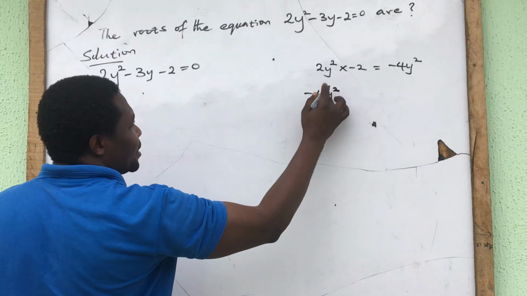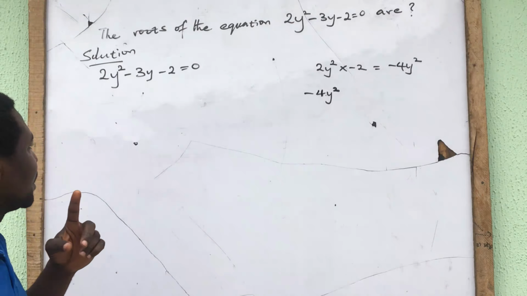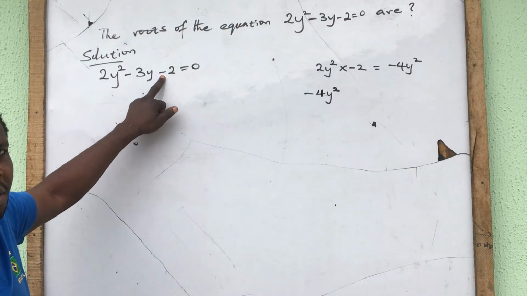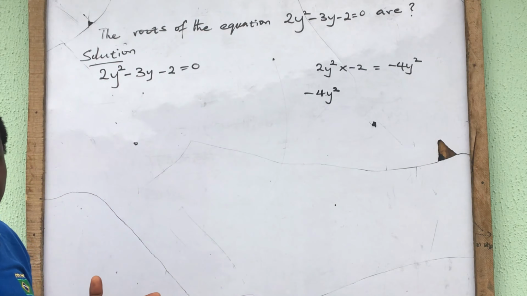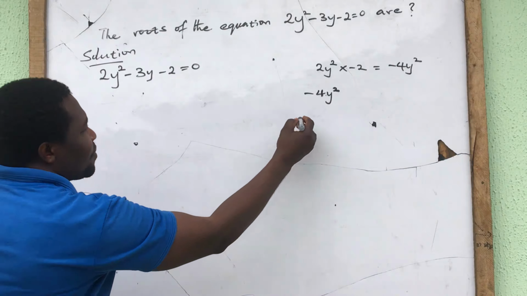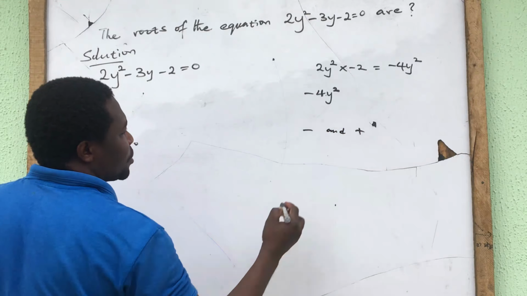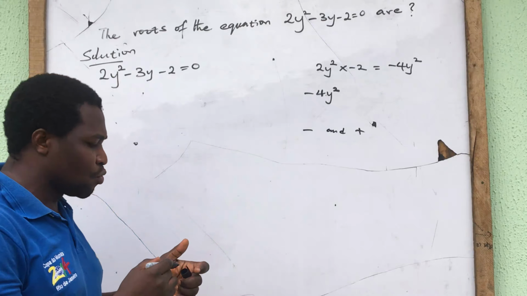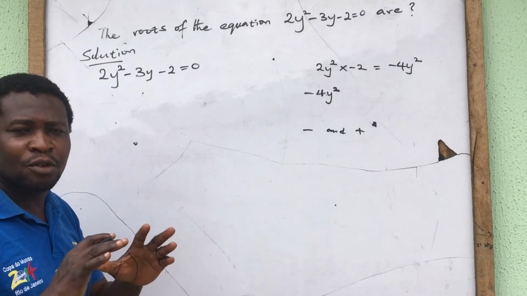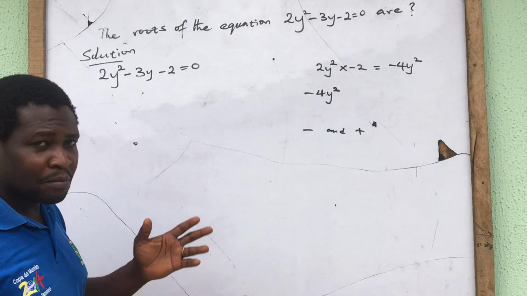To factorize this one, something will certainly help us. Look at this, this is minus. It's telling us that we are going to have different signs, minus and plus. The two roots will not have the same sign. One will be negative, one will be positive, minus, plus.